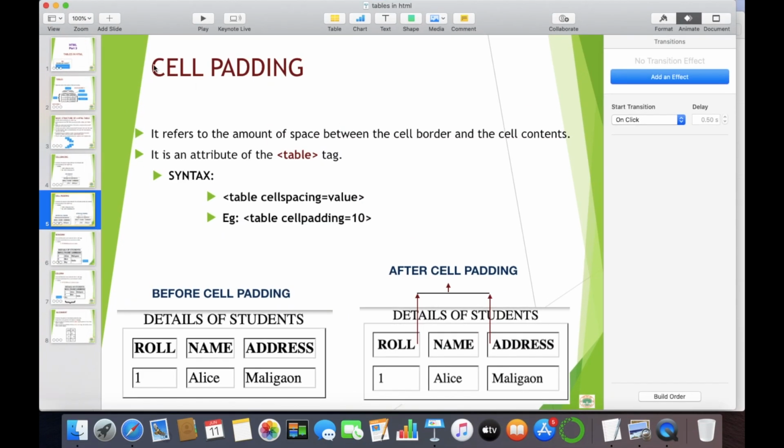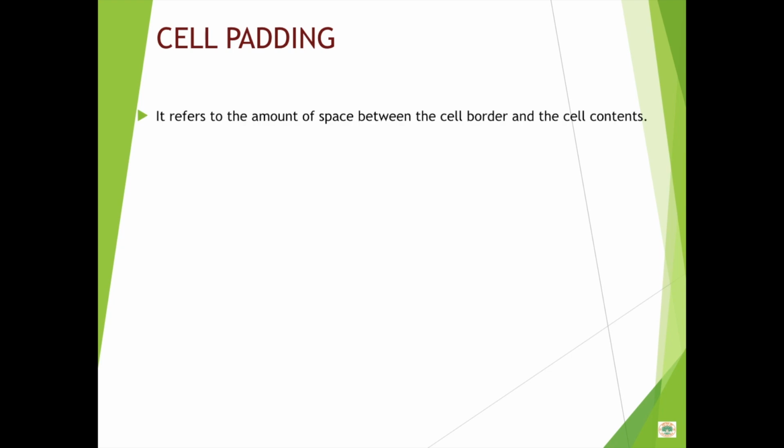What is cell padding? It refers to the amount of space between the cell border and the cell contents. By default there is no space between cell border and the cell contents. There is very little space, but you can increase the amount of space as per your convenience using the concept of cell padding. It is an attribute of the table tag. That means, we have to use this cell padding within the table tag itself, just as we use the border and just as we use the cell spacing.